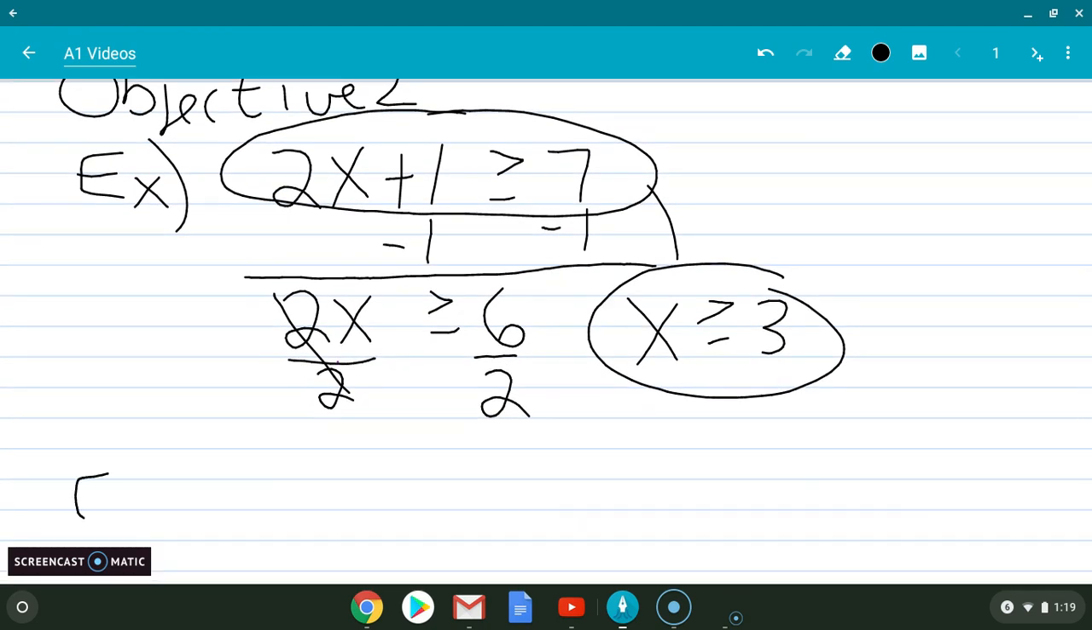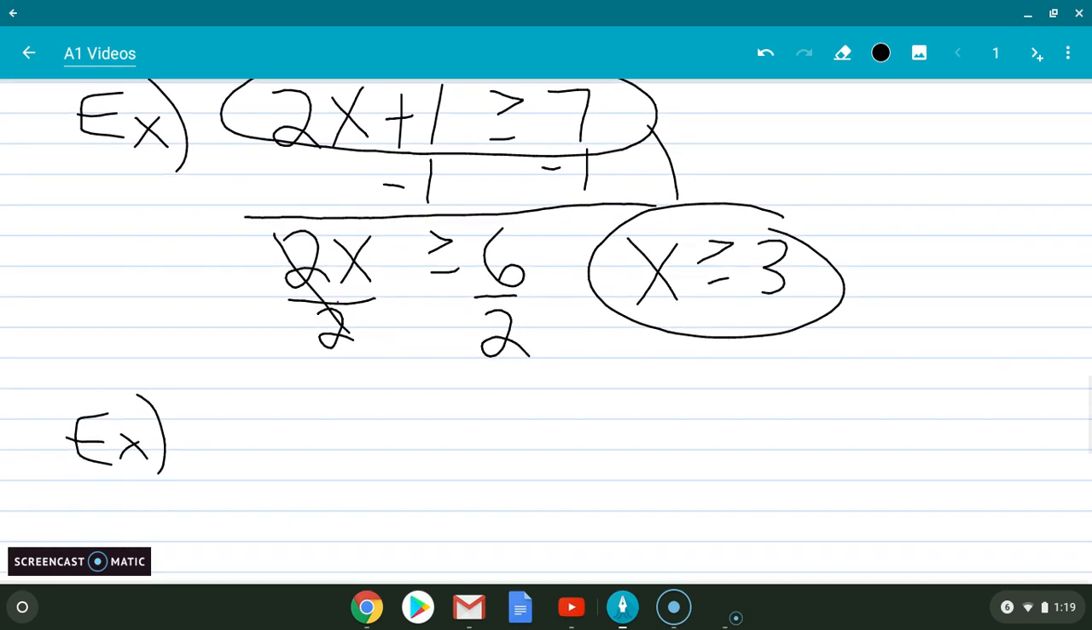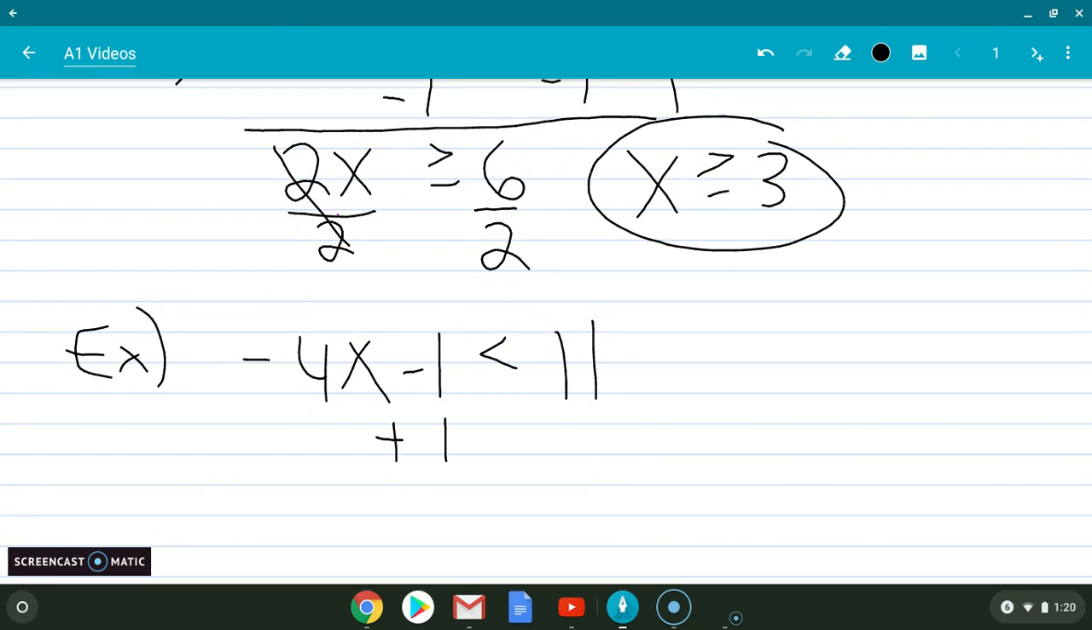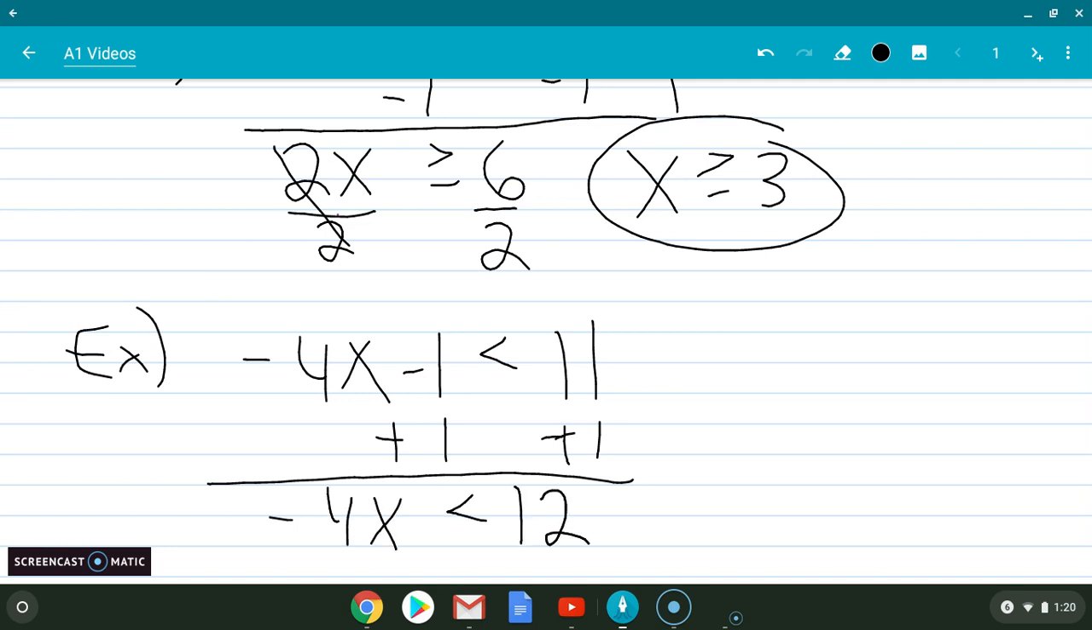Continuing on, what if I have this statement? -4x minus 1 is less than 11. Let's solve this for x. I'm going to add 1 to both sides, and I have -4x is less than 11 plus 1 is 12.